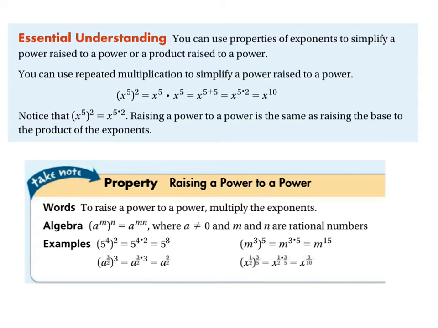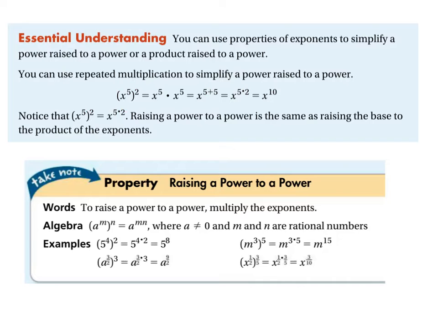So we've got a base of x here, and now the powers are 5 and 5. And remember, we add those together. So we say that's 5 plus 5, which is the same as 5 times 2. And if you write it like that, that's 10. And that then becomes our rule. Notice that when you're raising a power to a power, you multiply those two exponents. 5 times 2 is 10. Raising a power to a power is the same as raising the base to the product of the exponents, or the multiplication of them.